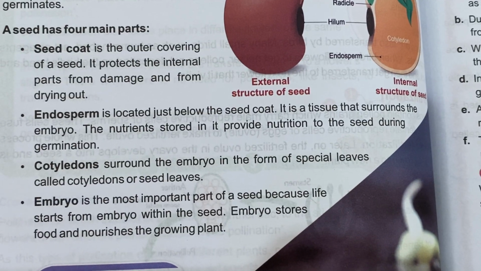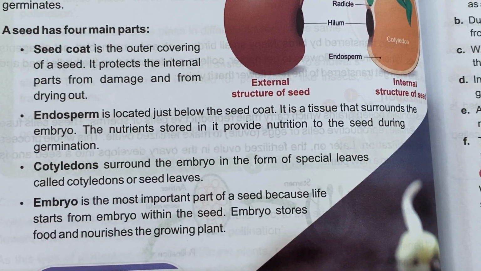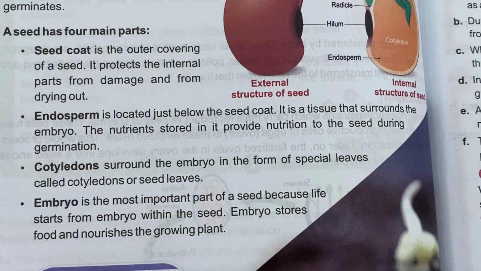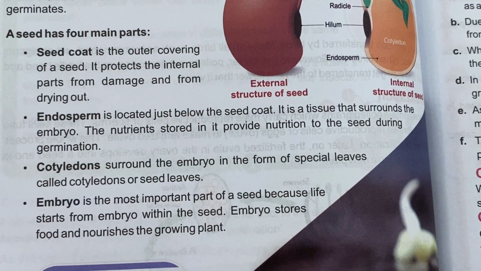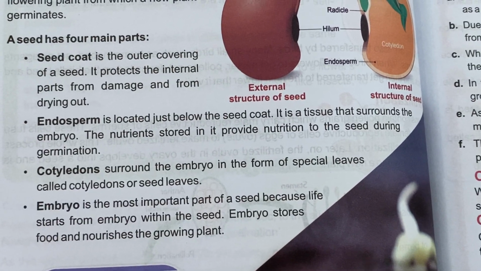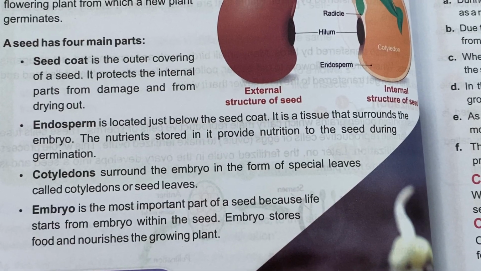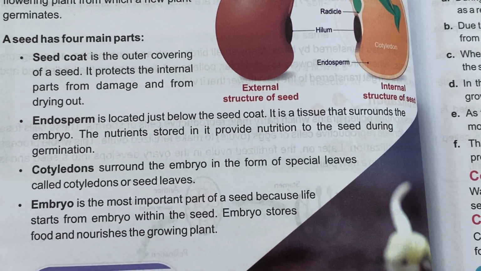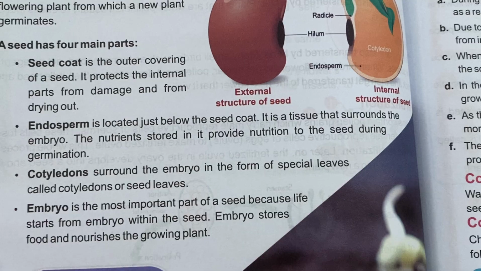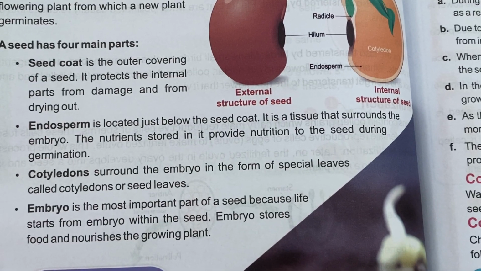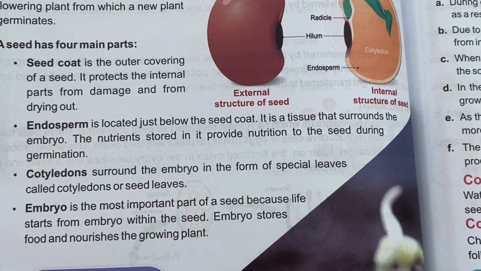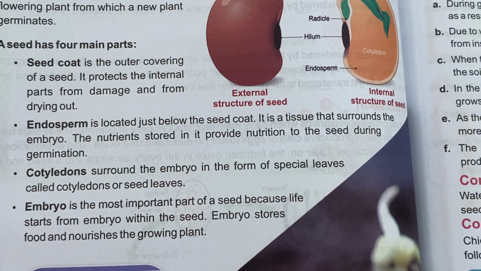A seed has four main parts. Seed coat is the outer covering of the seed. It protects the internal part from damage and from drying out. Endosperm is located just below the seed coat. It is tissue that surrounds the embryo. The nutrients stored in it provide nutrition to the seed during germination.